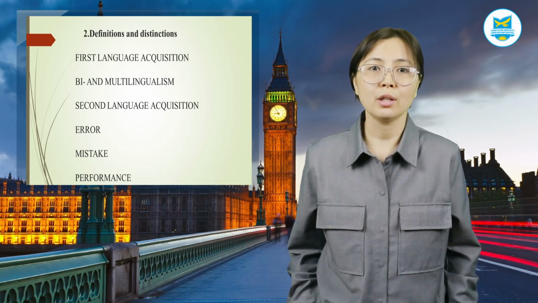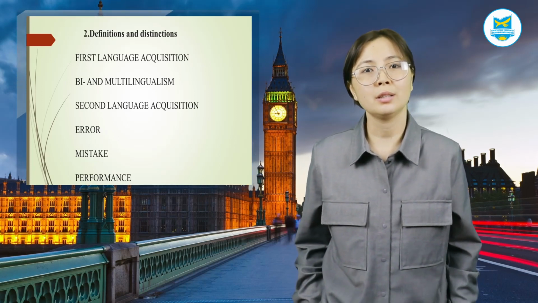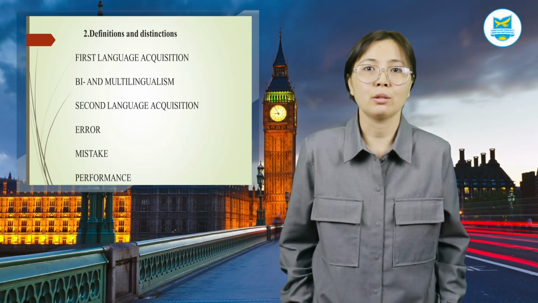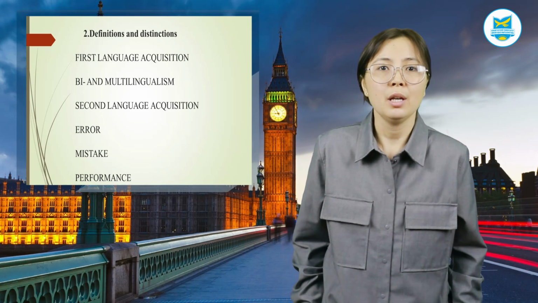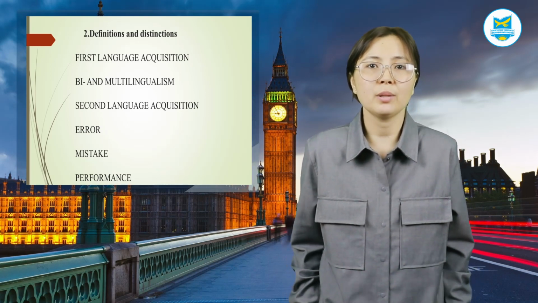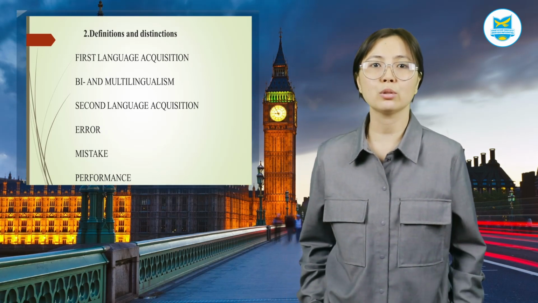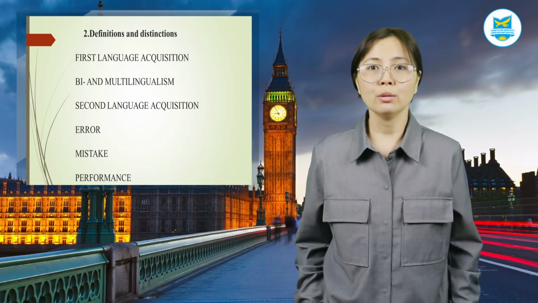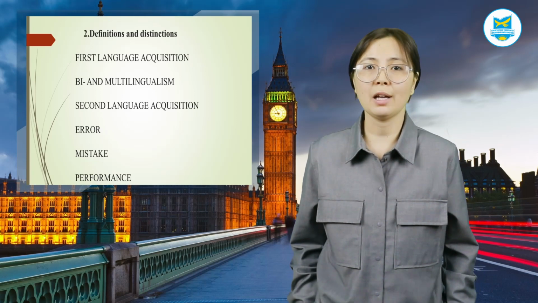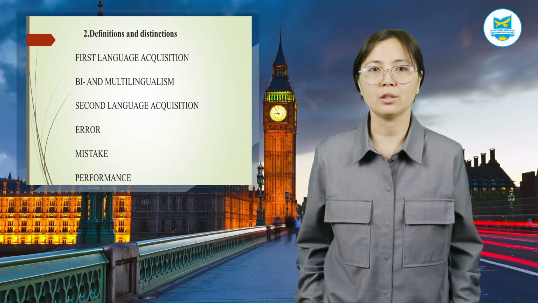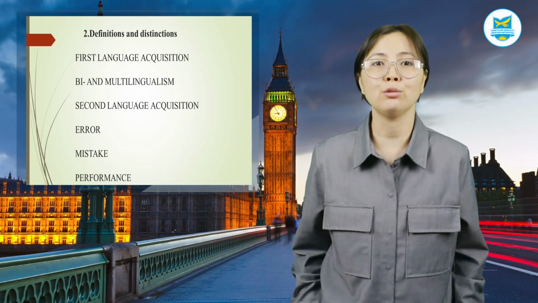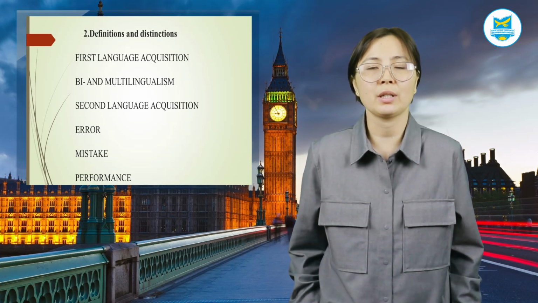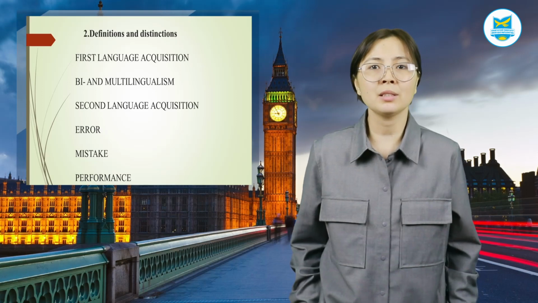Definitions and distinctions. So first, let's discuss first language acquisition. This is the acquisition of the mother tongue. Chronology is important here. The degree of competence acquired may vary from individual to individual and may be checked by later switching to another language. Note that language acquisition is largely independent of intelligence, although individuals can and do differ in their mastery of open classes such as vocabulary.